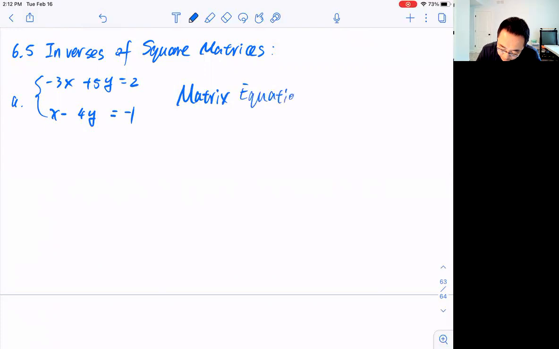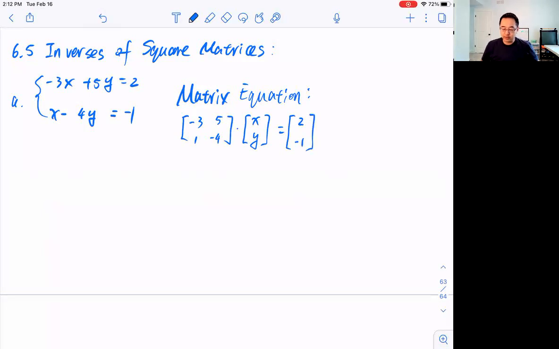this is different than what you've been seeing as just simply the coefficient matrix and the matrix for your constants. The matrix equation means you put all the coefficients into one matrix. So it's -3 and 1 for x, and 5 and -4 for y. Then you multiply that by your variable matrix of x and y, and then that gives you the matrix for the constants of 2 and -1. Now, you know how to multiply matrices already. So if you were to multiply the first matrix and the second one, you'll get exactly this system back.